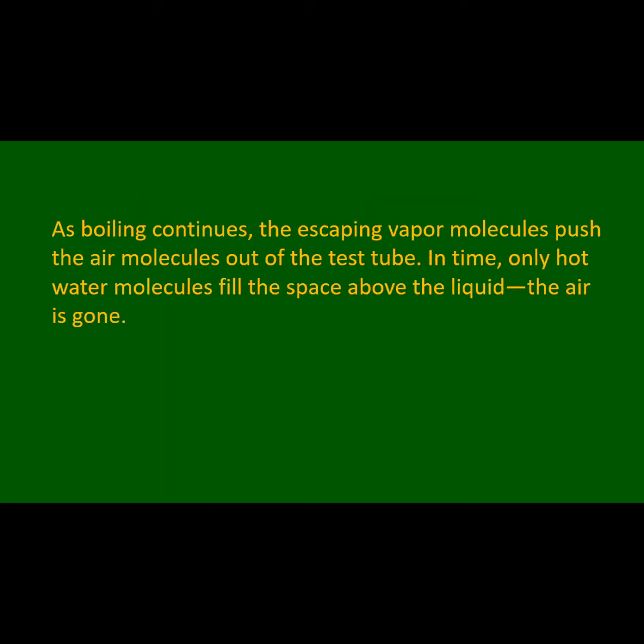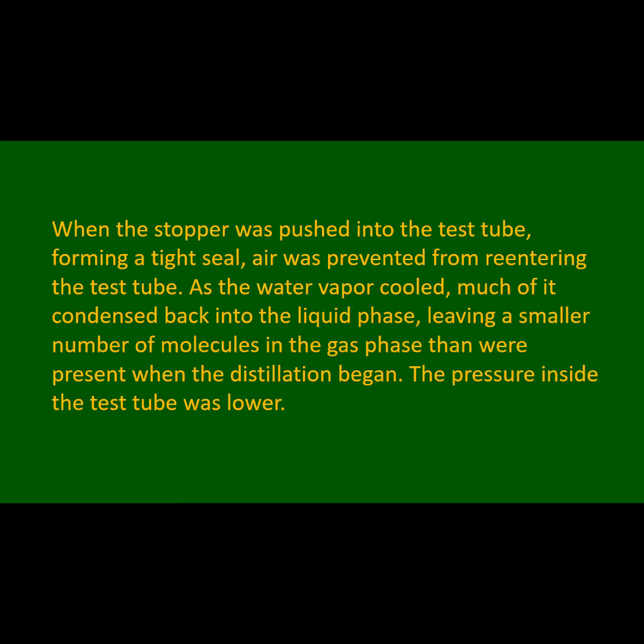As boiling continues, the escaping vapor molecules push the air molecules out of the test tube. In time, only hot water molecules fill the space above the liquid. The air is gone. When the stopper was pushed into the test tube, forming a tight seal, air was prevented from re-entering the test tube. As the water vapor cooled, much of it condensed back into the liquid phase, leaving a smaller number of molecules in the gas phase than were present when the distillation began.